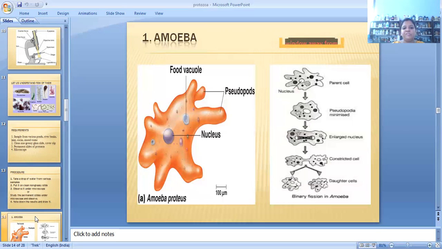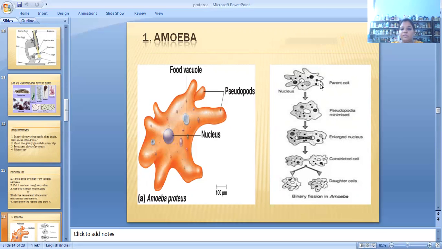Let us discuss first the protozoa, that is amoeba. Now we all are very much familiar with this word amoeba. Here is the structure of the amoeba, Amoeba proteus, right? Amoeba has a very irregular structure with finger-like projections. We usually call them pseudopods. Then there are the nucleus, and here is the cytoplasm. This is the very basic structure of the amoeba.